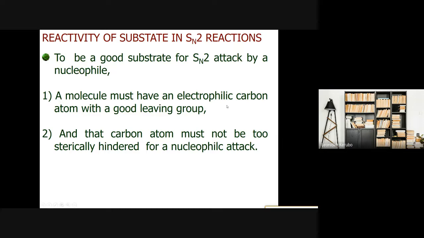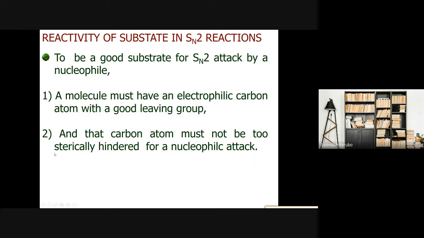Also in the case of alcohols, the carbon is attached to oxygen, which is more electronegative. So the carbon is electrophilic, but doesn't have a good leaving group. So we need an additional step to convert the hydroxyl group to a better leaving group. But alkyl halides have good leaving groups, and also an electrophilic carbon, especially at the point of attachment with the halogen. And that carbon must not be too sterically hindered for a nucleophilic attack.